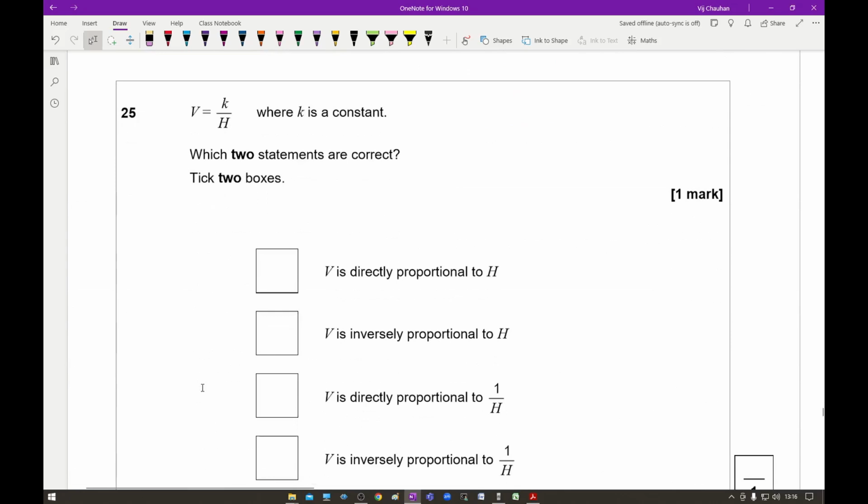Moving on to question 25, it says V equals K over H, where K is a constant. Which two statements are correct? Tick 2 boxes. Now for this, doing direct and indirect proportion, the two you want to tick are going to be the two middle two.